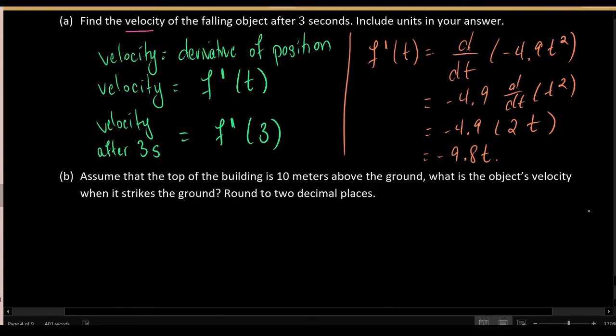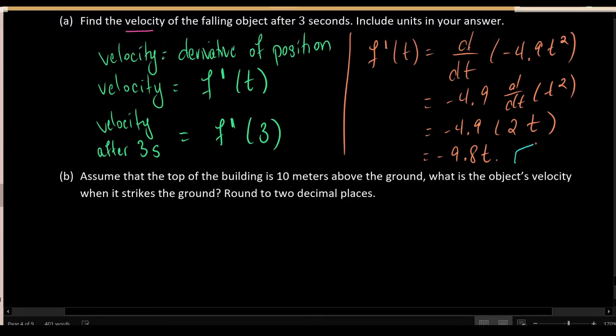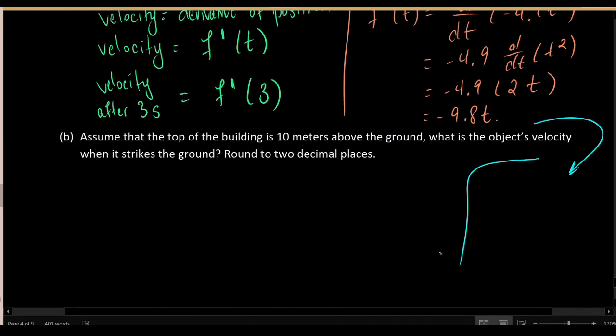Alright, I'm a little short on space here, so let me just write something in the margins. The next thing and the last thing that we would have to do to answer this question is to plug t equals 3 into this formula. So f prime at 3 would be equal to -9.8 times 3, which would be equal to -29.4.